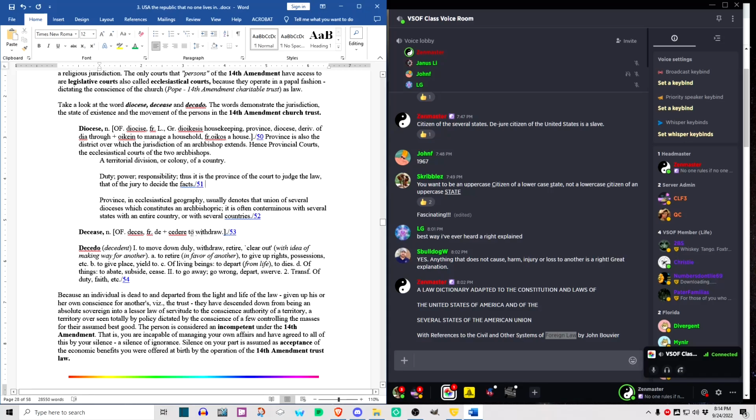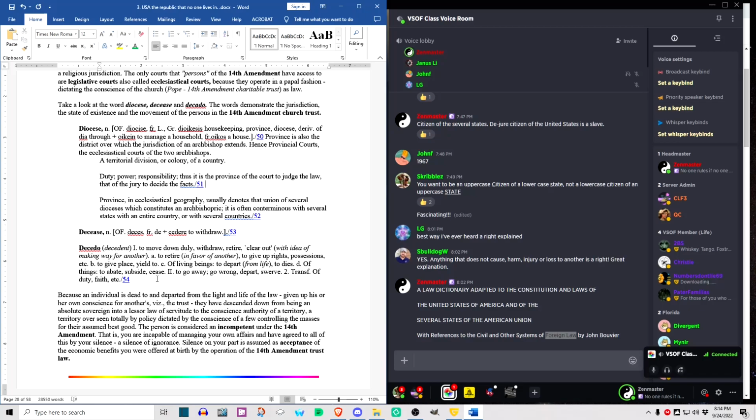So, diocese, to withdraw. Then this is the other one. Dissentio, or descendant, to move down duly, withdraw, retire, clear out, with the idea of making way for another. To retire in favor of another, to give up rights, possessions, etc. To give place, yield. Of living beings, to depart from life. To die. Things, to abate.